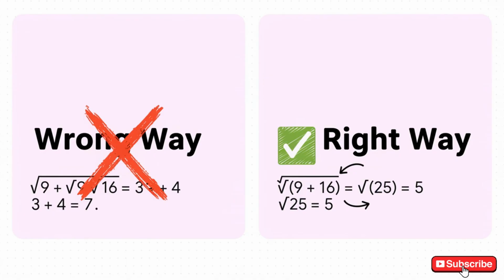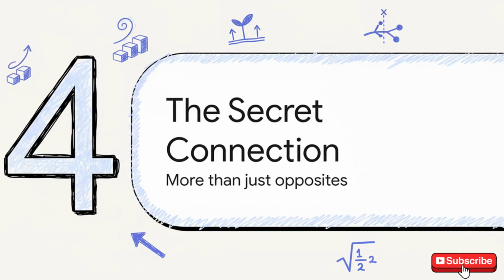As you can see, if we do it the wrong way, we get 3 plus 4, which is 7. But the right way is to solve what's inside the root first. 9 plus 16 is 25, and the square root of 25 is 5. See? Totally different answers. Okay, so we've got exponents for building things up and square roots for finding where they started. They seem like total opposites, right? Well, maybe not. Let's pull back the curtain on the secret connection they share.